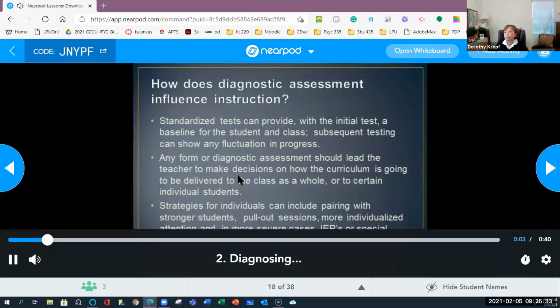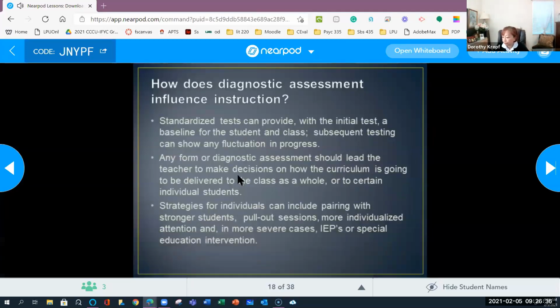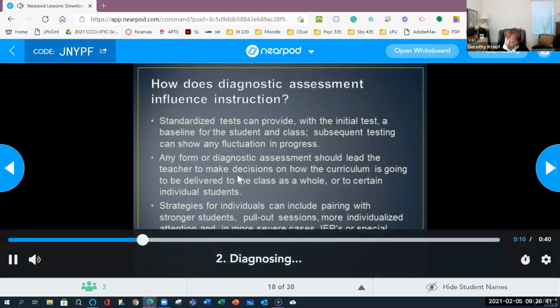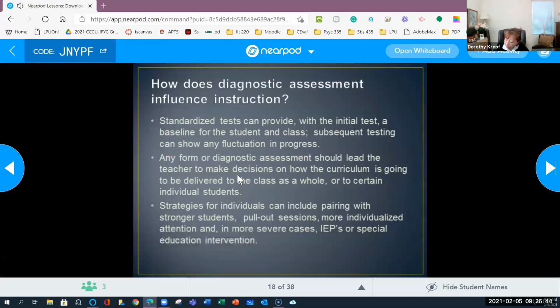How does diagnostic assessment influence instruction? Initial diagnostic assessment can provide the teacher a baseline of performance by students and by the class as a whole. Subsequent testing may show any change in performance. Depending on the data, the teacher will need to tailor instruction to meet the needs of students with difficulties, or perhaps even reshape it for the entire class. Some strategies for individuals can include pairing with stronger students, pull-out sessions, more individualized attention, and in more severe cases, IEPs or special education intervention.